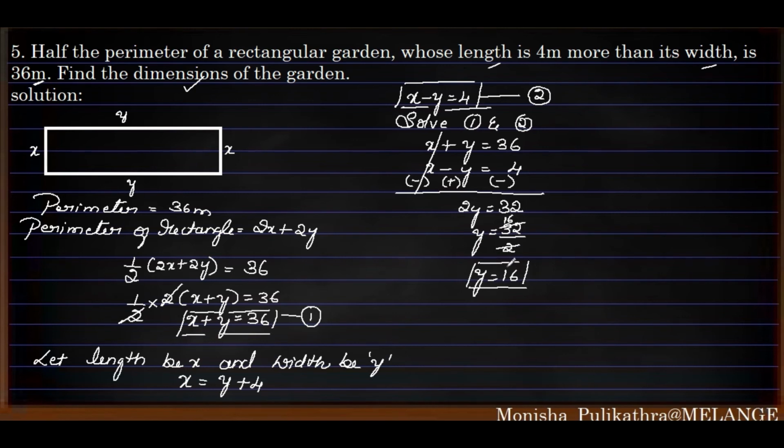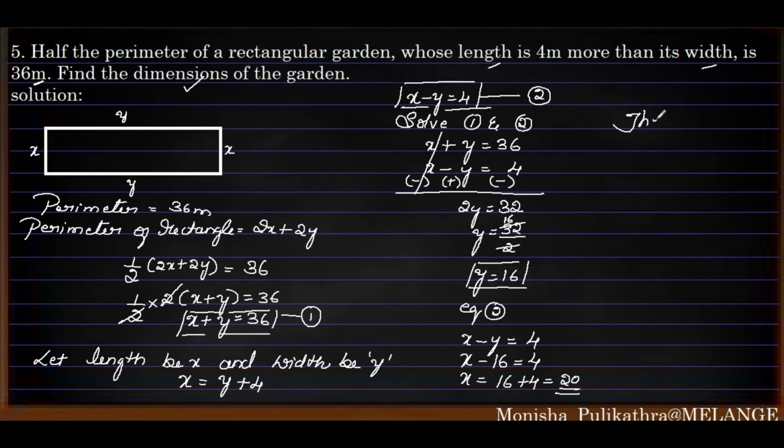Next we need to substitute this y is equal to 16 into the first or second equation. So I will be taking the second equation. So x minus y is equal to 4. x minus, in the place of y we need to substitute 16 here. So x is equal to 16 plus 4, shifting to the right hand side it becomes plus 16, that is 20. So x is 20 and y is 16.